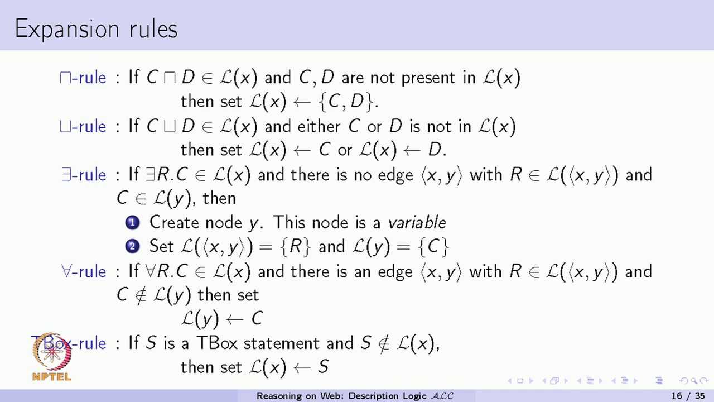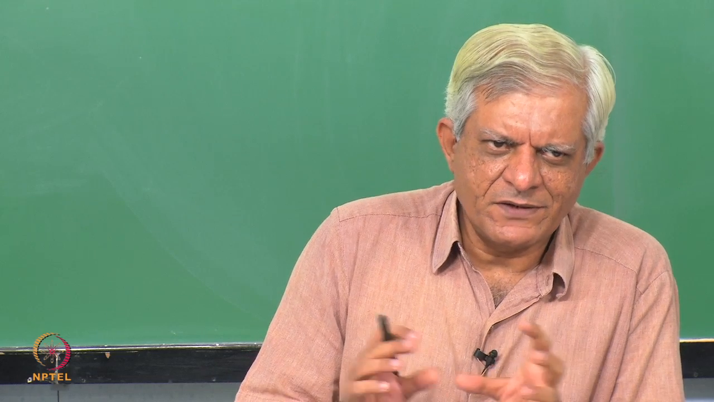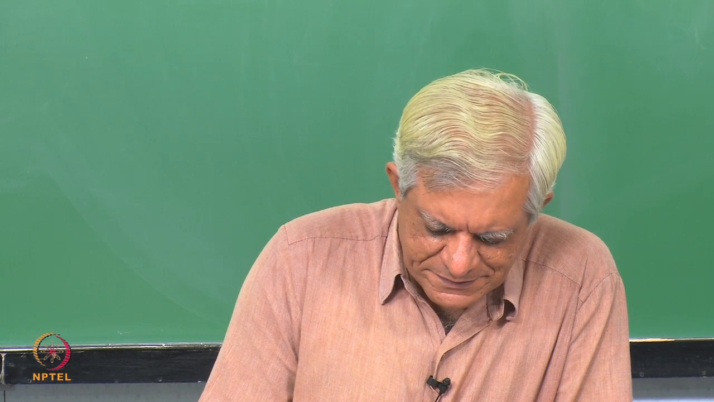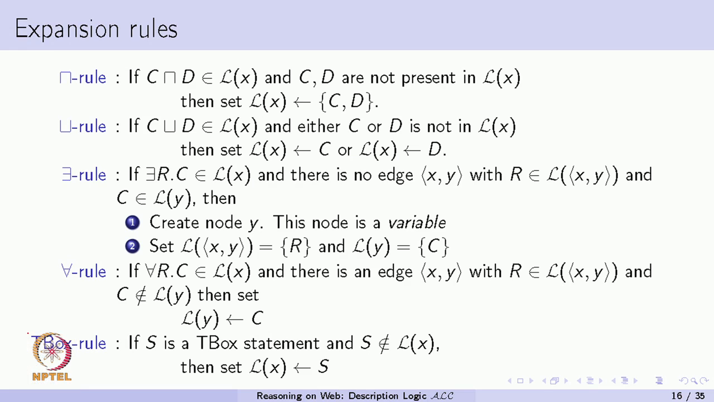Now, these are the expansion rules, which means if you have labels for an object and the labels are not simple, how can you break them down into simple labels essentially. So, these are the different rules. So, the AND rule says that if C intersection D belongs to the label of x and C and D are not already present in this label of x, then this notation says that you add C and D individually to the labels of x essentially. So, that is the AND rule.